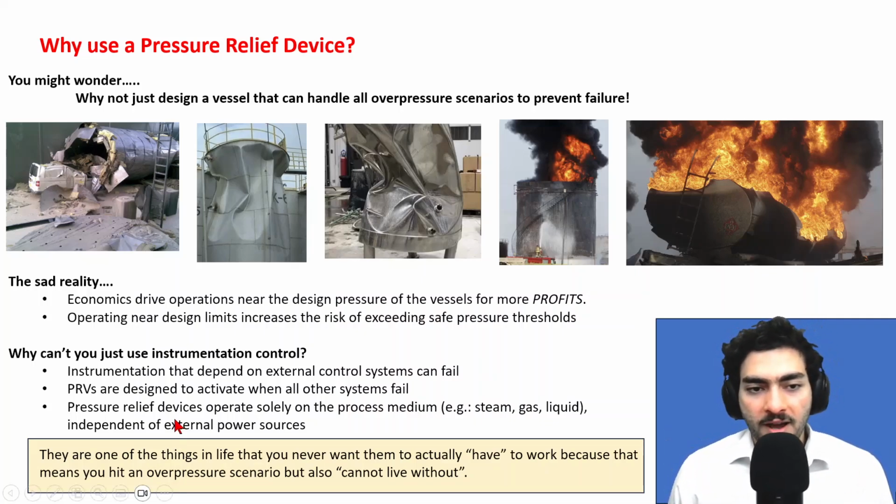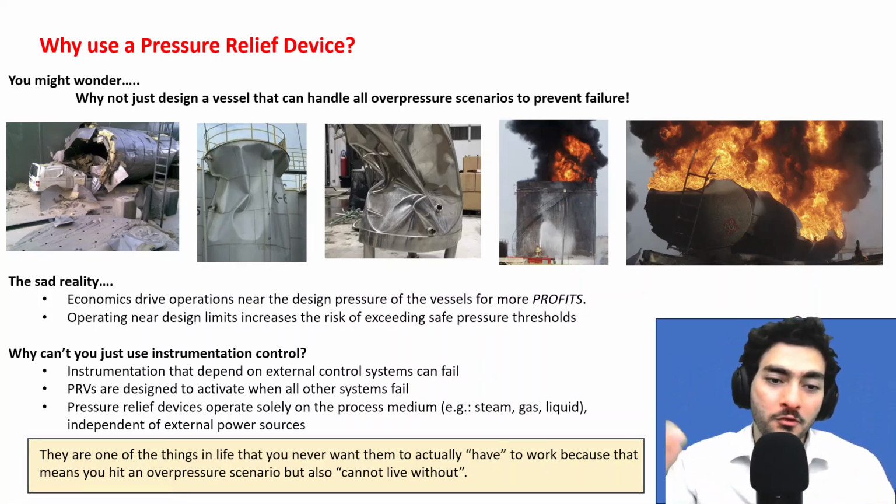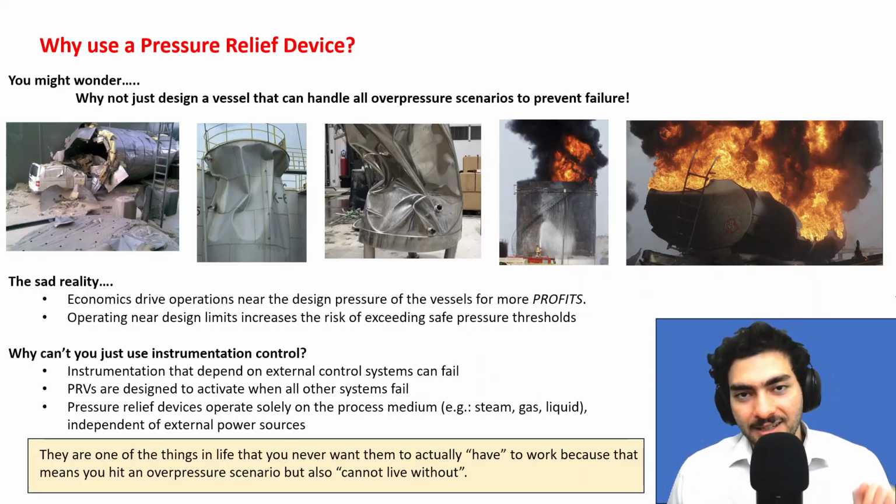And usually what you find is a combination: you'd find pressure relief valves as a last line of defense, let's say, and you'd have instrumentation control as well that protects the equipment. Pressure relief devices are one of the things in life that you never want them to actually have to work, because that means you hit an overpressure scenario, but also you cannot live without.